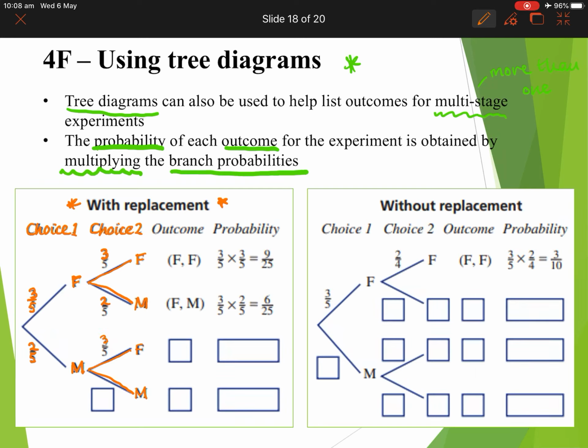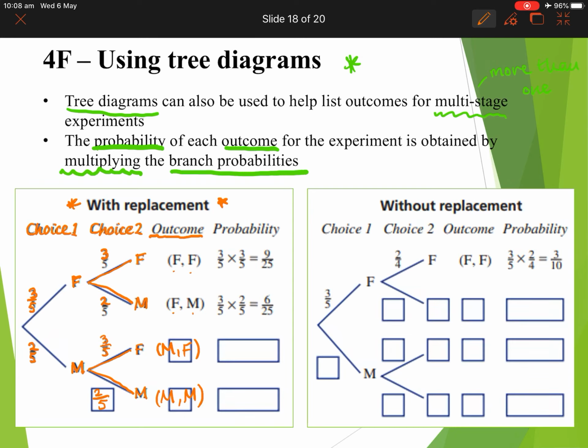Again, 3 out of 5 of the people are females, and we know that there are 2 males out of 5, so we can fill that in. This outcome bit tells you what you're choosing. FF means that you're choosing a female and another female to do the task. This says you're going to choose a female first and then a male to do the second task. The next one, you're going to choose a male first and then a female. And the last one, you're going to choose a male and then another male.